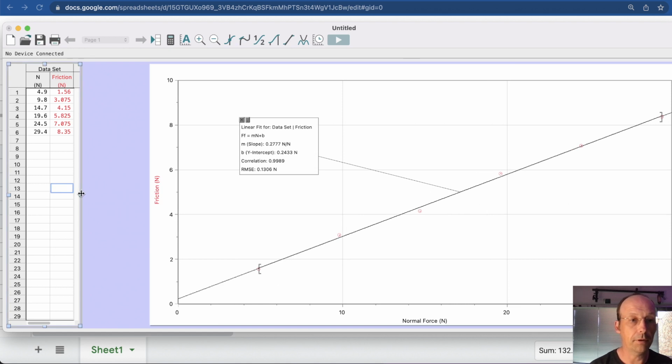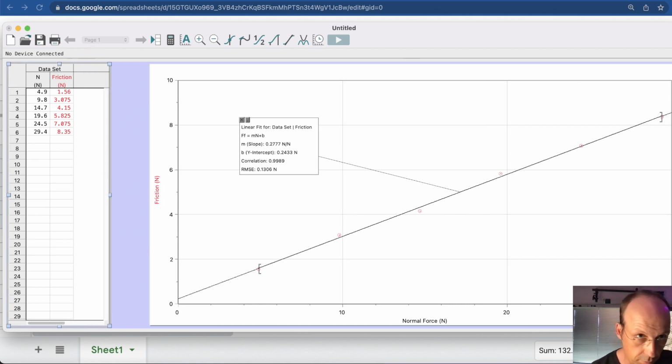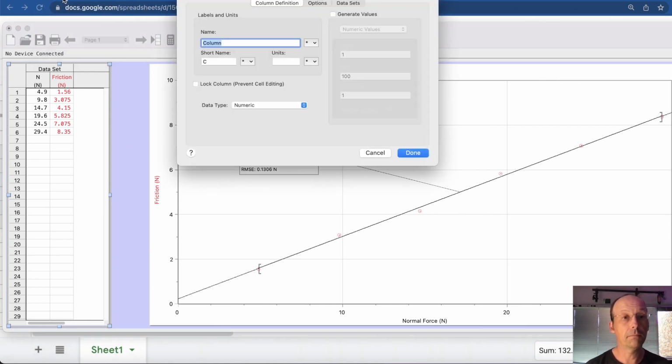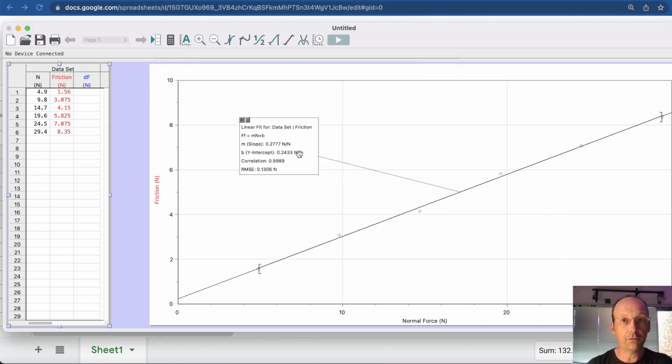And let's make this a little bit bigger. And let's go to, you can't see it, it's up here, Data, New Manual Column. I'm going to call it DF, and it's going to have units of newtons. Okay. Now I'm going to go back over to my spreadsheet right here.